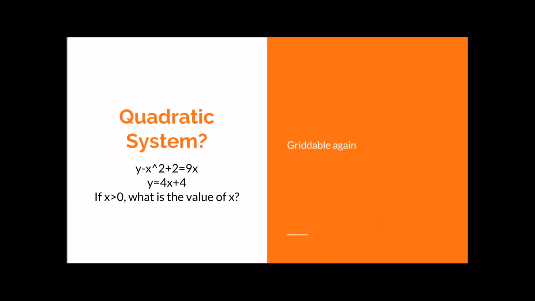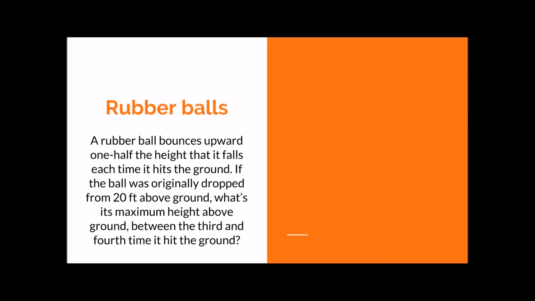Okay, final question in this video. It's about rubber balls. Cool stuff. It says a rubber ball bounces upwards 1/2 the height that it falls each time it hits the ground. If the ball was originally dropped from 20 feet above the ground, what's the maximum height above the ground between the third and fourth time it hits the ground? College Board labeled this as a difficulty 3 question, but I really don't believe them on that. It's an easier question than a lot of people might think.